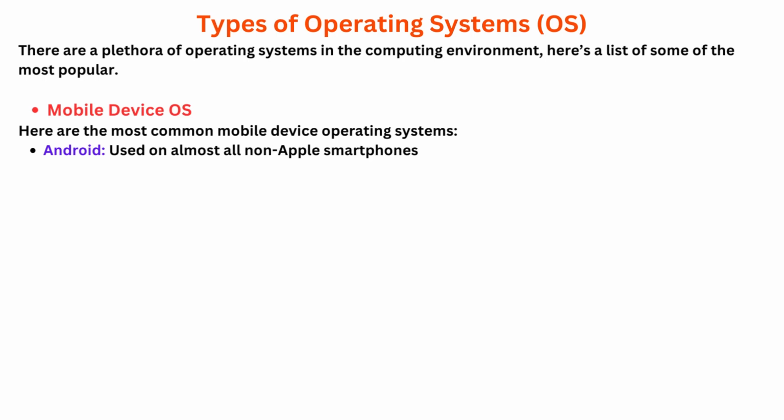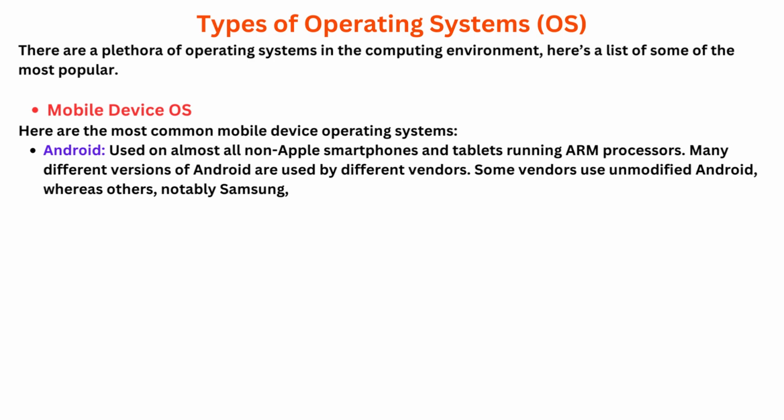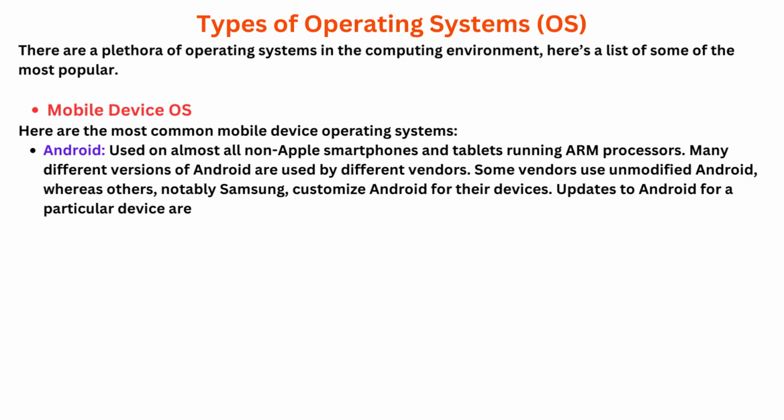Android, used on almost all non-Apple smartphones and tablets running ARM processors. Many different versions of Android are used by different vendors. Some vendors use unmodified Android, whereas others, notably Samsung, customize Android for their devices. Updates to Android for a particular device are provided by the device vendor.